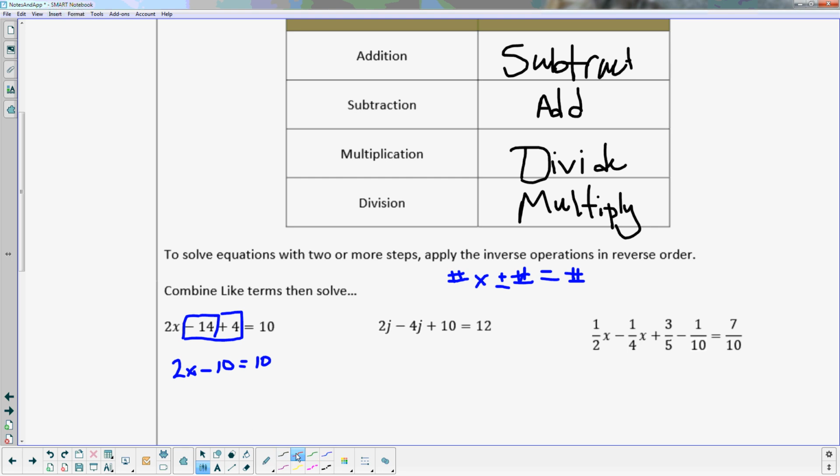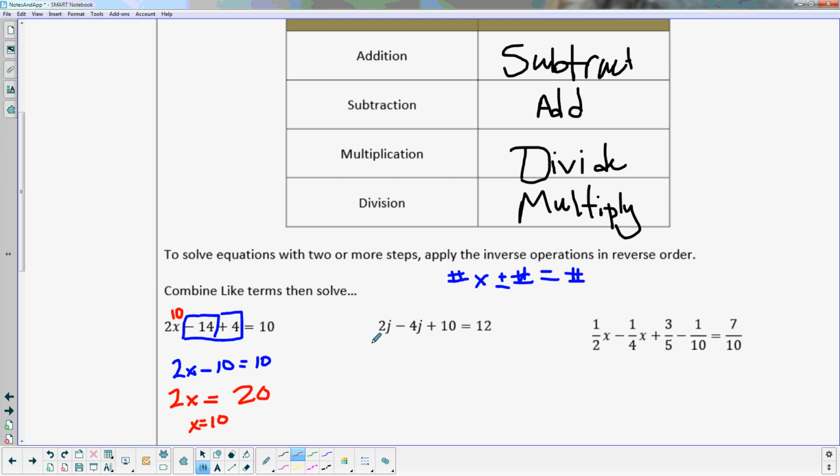So let's see what happens if I solve this equation. 2x is going to stay. I'll add 10 to both sides, so I get 20. When I divide by 2, x is going to be 10. And we can always go back and check. If I have a 10 in here for x, and then I follow my order of operations, 2 times 10 is 20, minus 14 is 6, and then 6 plus 4 is 10, so we're good.